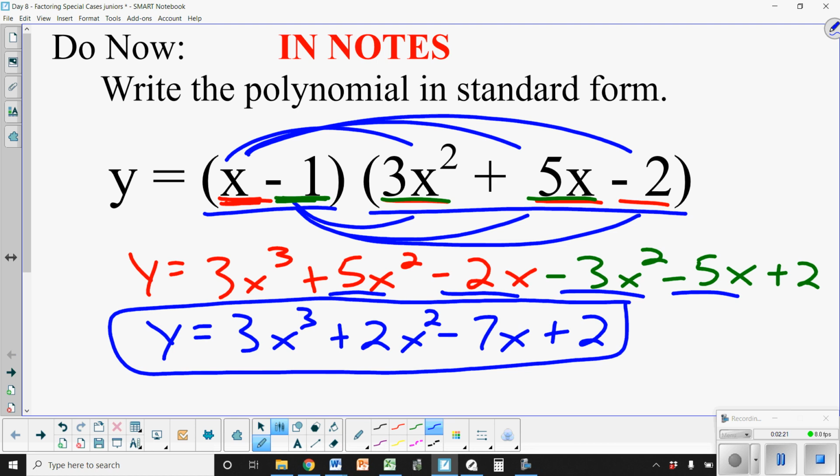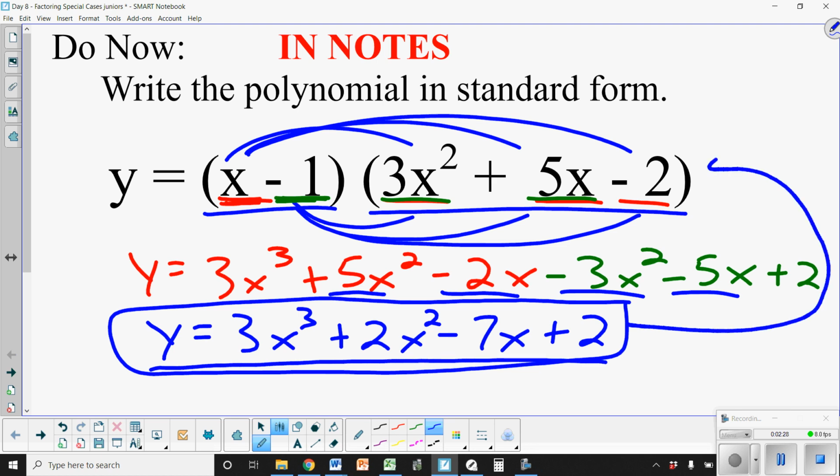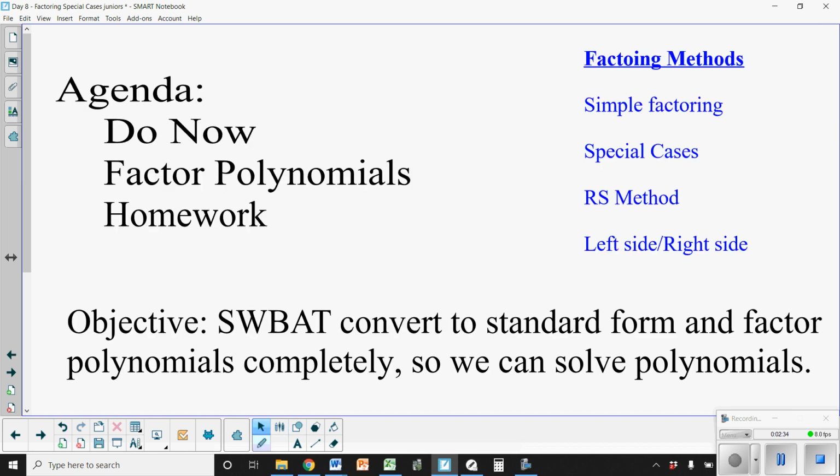But for this standard, what we're going to really be doing is we're going to focus on taking something in standard form and rewriting it then in factor form so that we can solve for the polynomial. So let's look at our agenda for today. We're going to be factoring polynomials. So they're going to be in standard form, and we'll factor them.